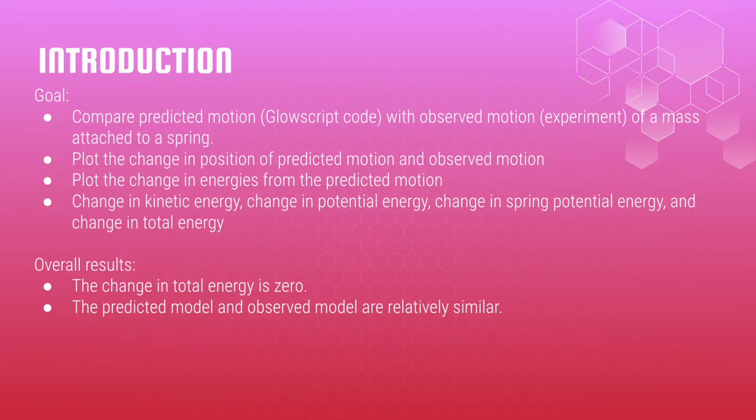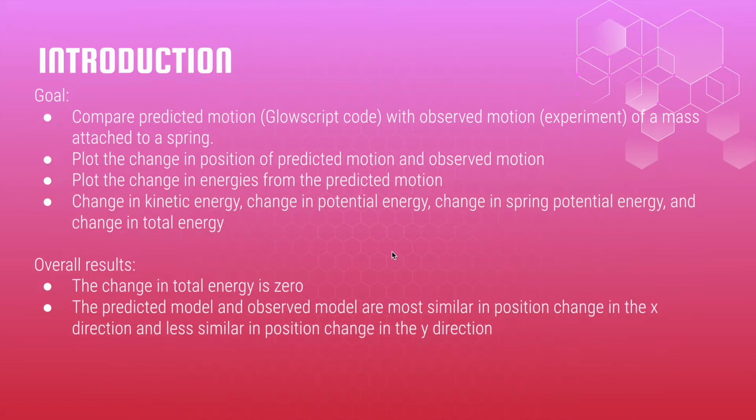The change in kinetic energy, change in potential energy, change in spring potential energy, and change in total energy were all found on a graph. So the overall results were that the change in total energy was 0, and the predicted model and observed model are relatively similar in terms of positions in the y direction.